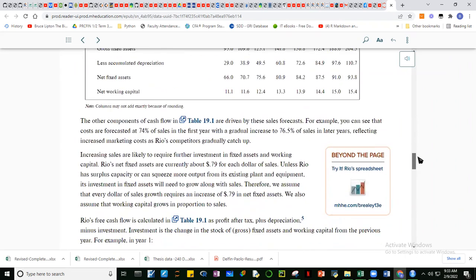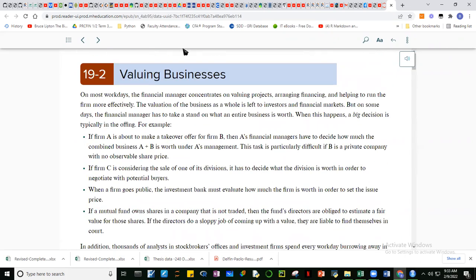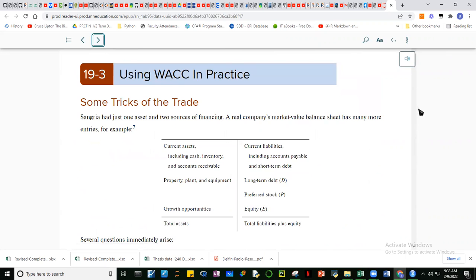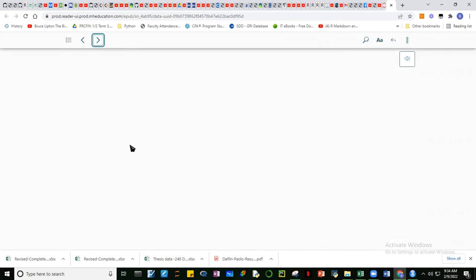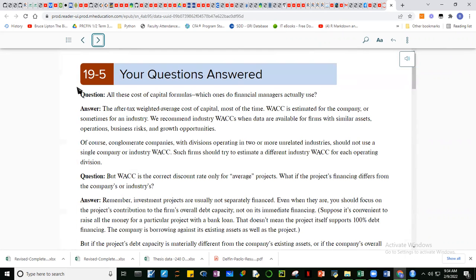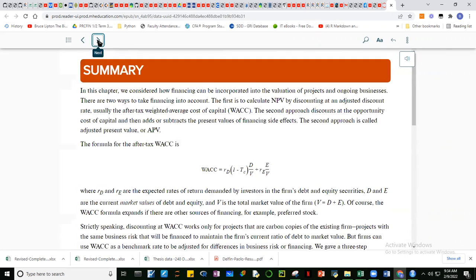Okay. All right. So I leave you guys to read the other portions of chapter 19. Okay. Ito another example ng WACC, but we'll have more examples in Excel. Okay. Just read through the adjusted. So there are only 4 sections, and the 5th section is more on question and answer and the summary.